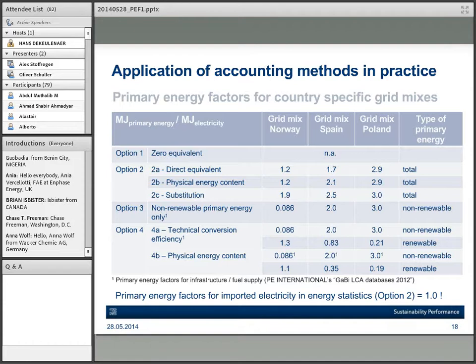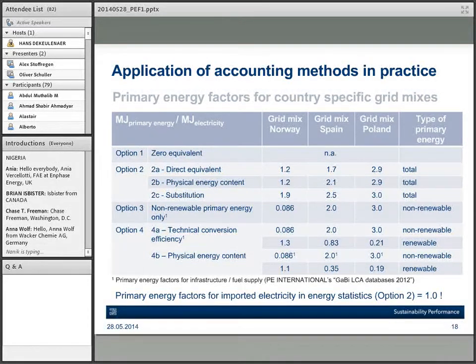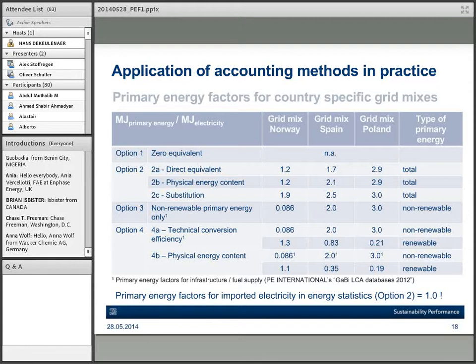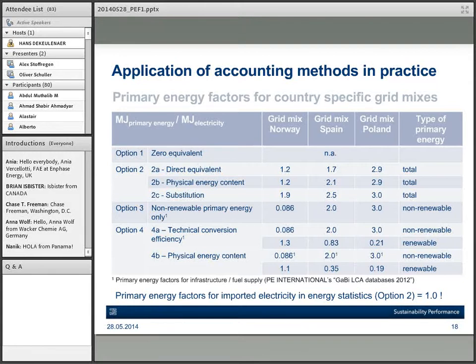you don't have renewable or high share of renewable energy sources in your grid mix, then it doesn't really matter. But if I go then to countries with a high share of renewables or a very diverse mix, then you see that it can really produce different primary energy factors. So if I look on Norway, with the direct equivalent or the physical energy content method, I have 1.2, and it's a little bit more than 1 because you have 5% natural gas and you have some grid losses, so that's why it is a little bit more.